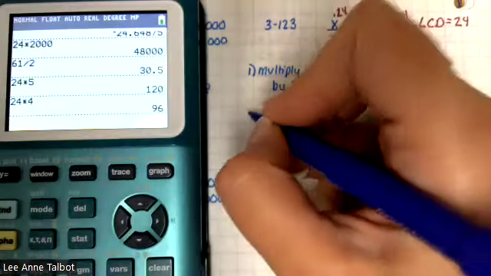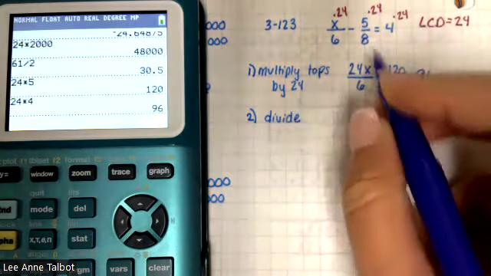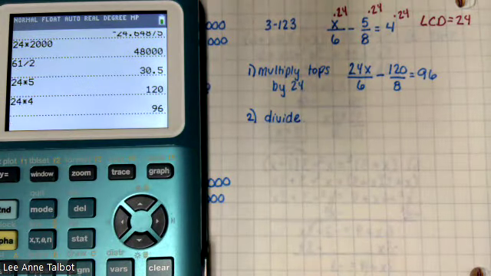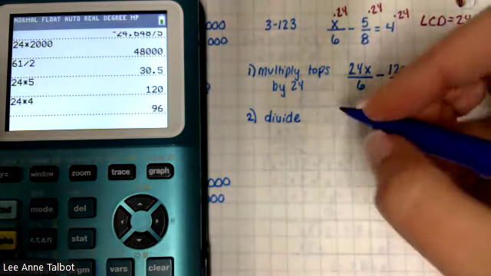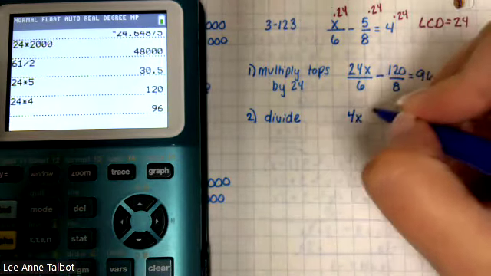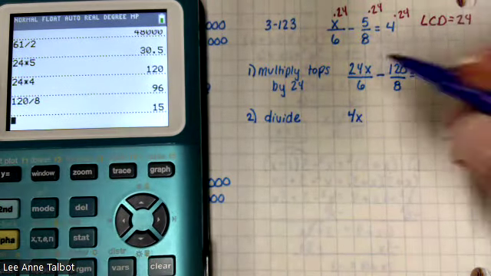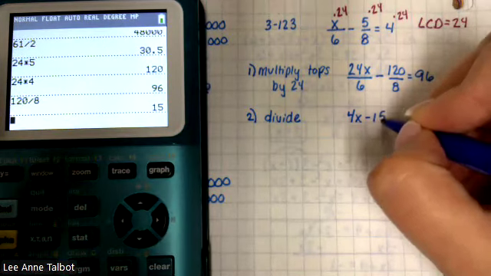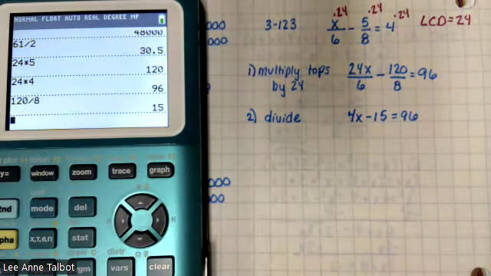Okay. Step 2 is then to divide the fractions. This is kind of the moment of truth. If you did it right, you should get whole numbers now. So 24 divided by 6, that's easy. That's 4. What's 120 divided by 8? 15. And now you have whole numbers.